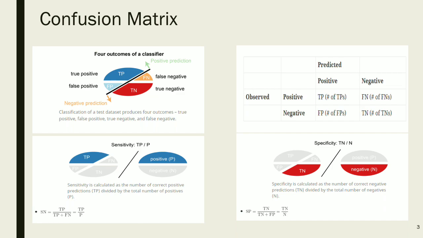Next comes specificity. That is true negative divided by total negative. True negative means you have predicted 0 and the actual class was also 0, which has to be divided by total negatives. Total negatives will be the sum of true negatives and false positives, that is those negative values which you have detected falsely as positive. Okay. Next definitions.